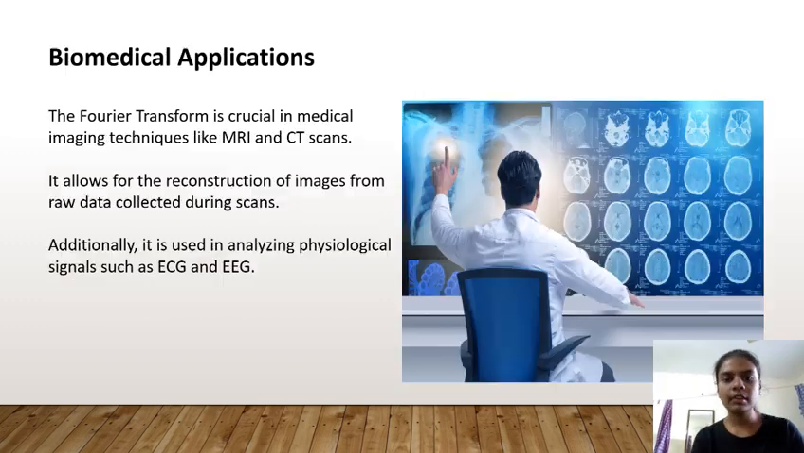The Fourier transform plays a major role in biomedical applications. The Fourier transform is crucial in medical imaging techniques like MRI and CT scans. It allows for the reconstruction of images from raw data collected during scans. Additionally, it is used in analyzing physiological signals such as ECG and EEG, that is electrocardiography, which is used for the heart.